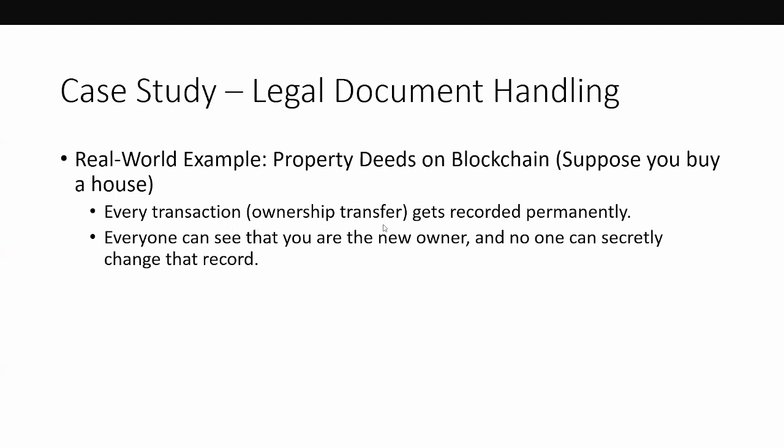Every transaction, owner transfer gets recorded permanently, right? And everyone can see that you are the new owner, and no one can secretly change it. So this is a very, very effective technique to manage legal documents. So what we do nowadays is use paper-based documents, so that we can misplace them, and then we can prove that it's our land. And if you digitize everything, then we can protect our deeds and any other legal document using blockchain, right?